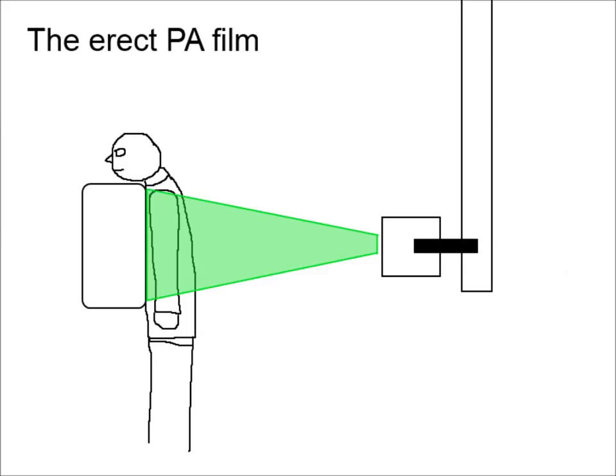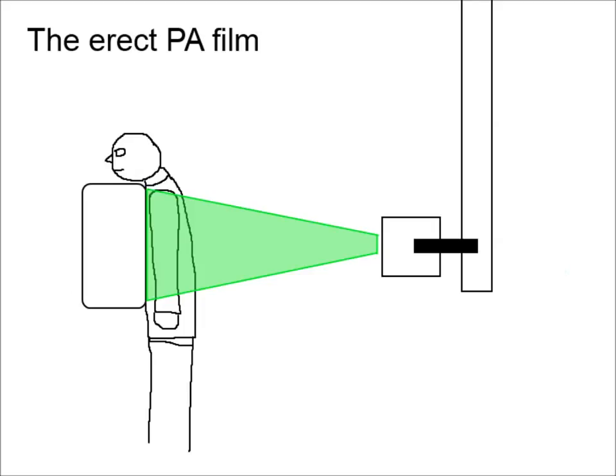Now, using my outstanding artistic talents, a bit of MS Paint magic, I'm going to briefly demonstrate how a PA film is taken. Now, this is the X-ray beam emitter, which fires a cone-shaped beam of radiation towards the patient. And this is the cassette, where the X-rays are absorbed, some magic happens and a picture is made. Honestly, I don't know exactly how it works.